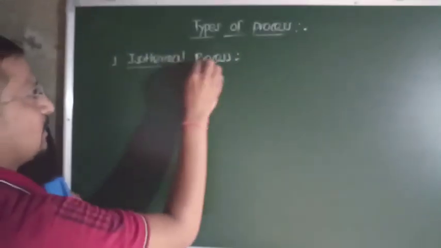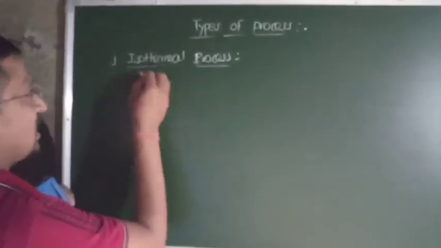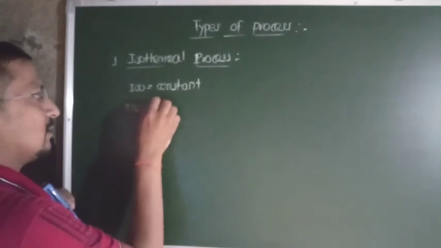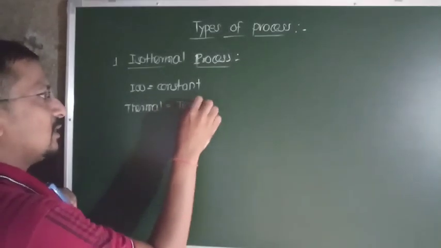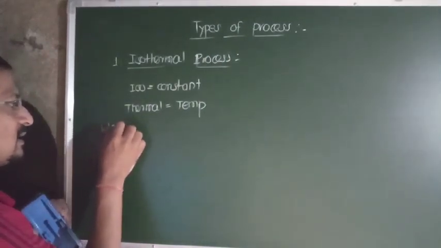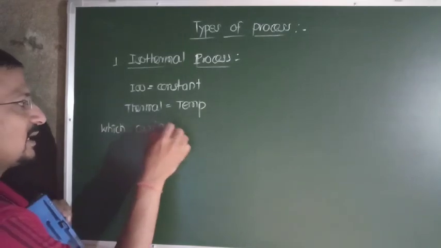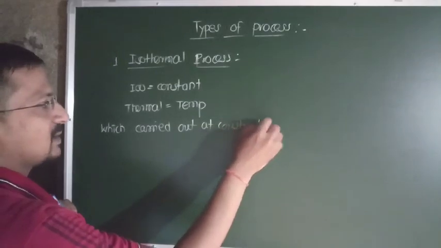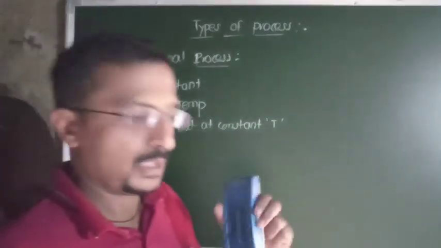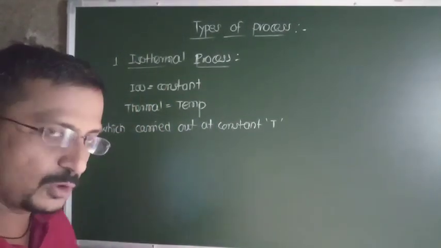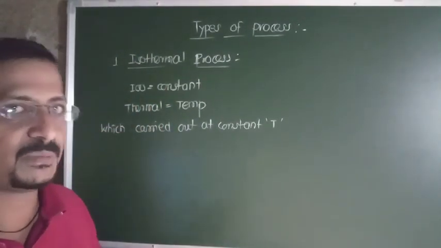Now if you consider the isothermal process, the name itself indicates: iso in the sense constant, and thermal in the sense temperature. Means the isothermal process is the process which is carried out at constant temperature. The process which is conducted at constant temperature is called an isothermal process, isn't it? From initial to final, during that course, temperature must be kept constant.